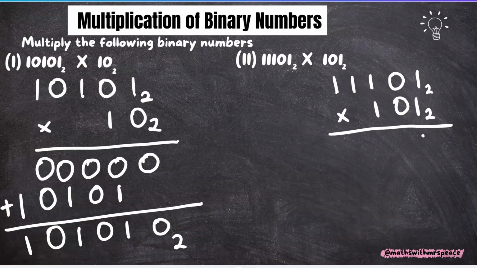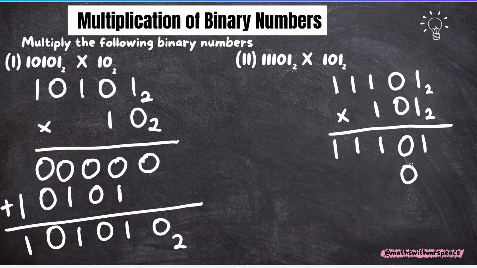1 times 1 will give us 1. 1 times 0, 0. 1 times 1 will give us 1. 1 times 1 will give us 1. And 1 times 1 will give us 1 again. Next, we're going to multiply by 0. You know that anything multiplied by 0 will become 0 as well. So 0 times 1 will give 0. Notice that we are writing the result of this multiplication under 0, not under 1.